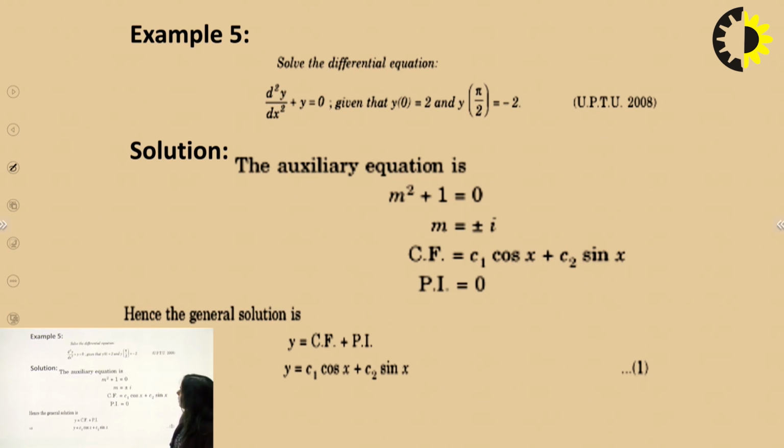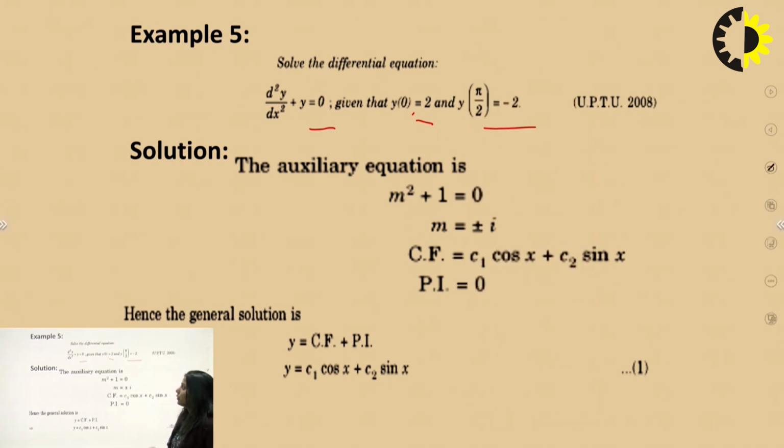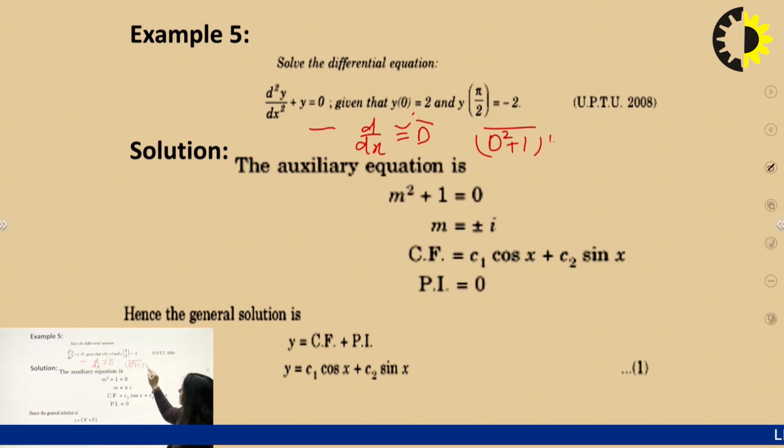Now the next example is we have to solve the differential equation d square y upon dx square plus y is equal to 0 with the boundary conditions y at x is equal to 0 is equal to 2 and y at x is equal to pi by 2 is equal to minus 2. So firstly we will write this equation in the form of the capital D operator. We have to assume d by dx is equivalent to capital D. So here the equation will be (D square plus 1) y is equal to 0.